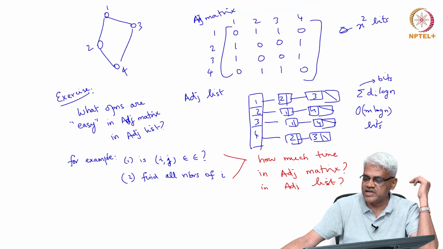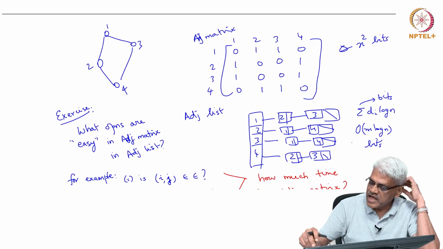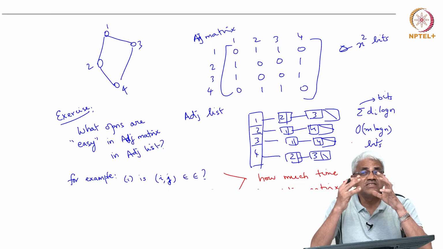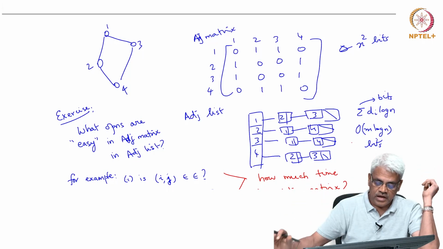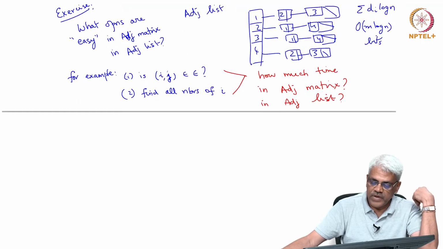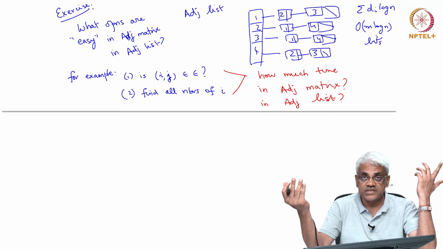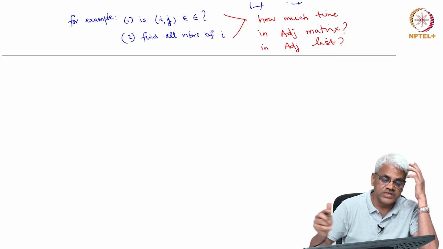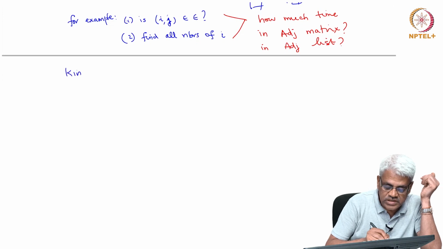One is the space constraint. I have already said one takes n square bits if n is the number of vertices, the other one takes m log n bits if m is the number of edges. So if the number of edges is really small, the adjacency list is actually better in terms of space, but depending on what you are doing in the graph, the time may vary depending on whether you use an adjacency matrix or an adjacency list.